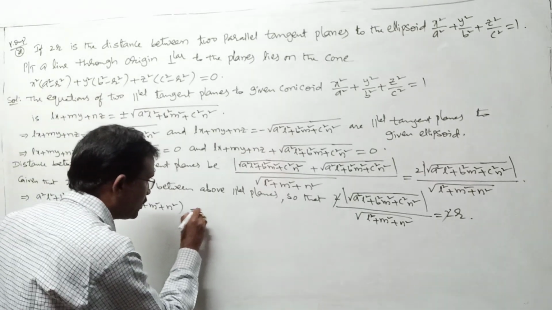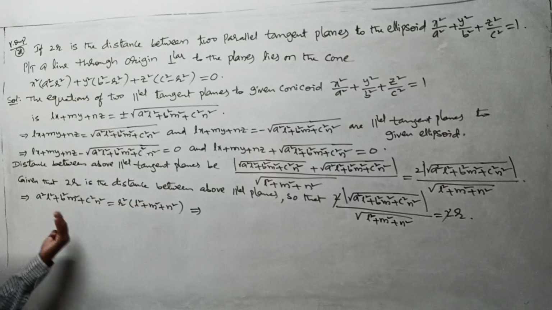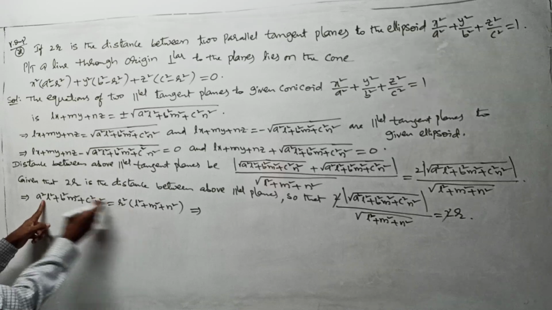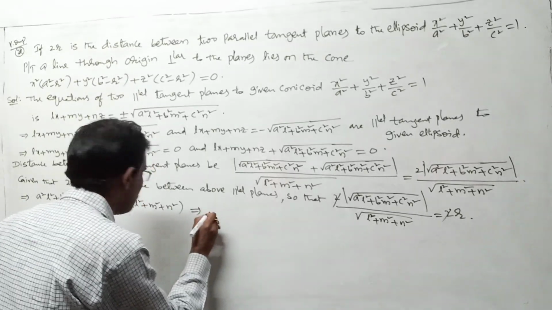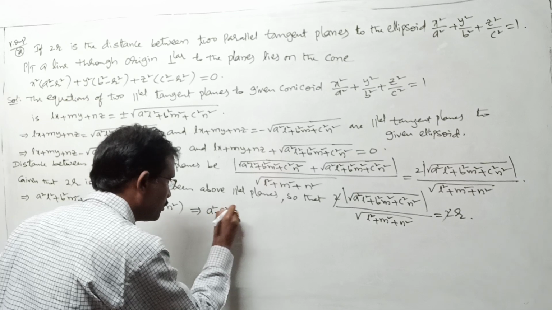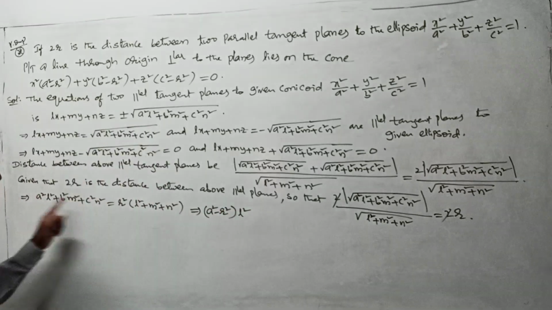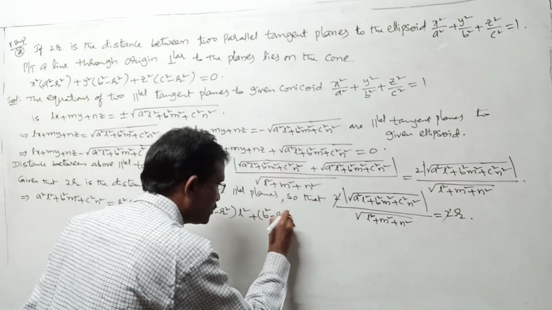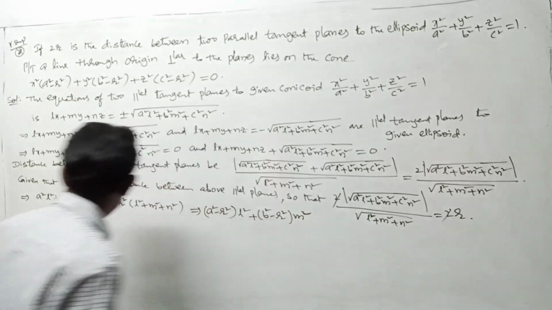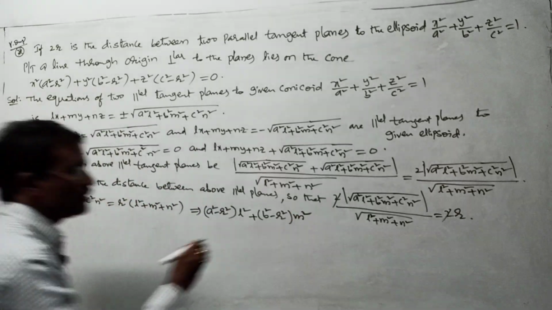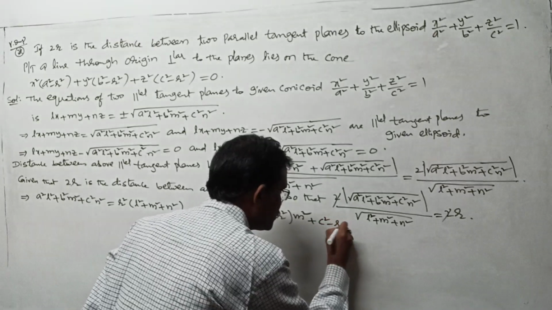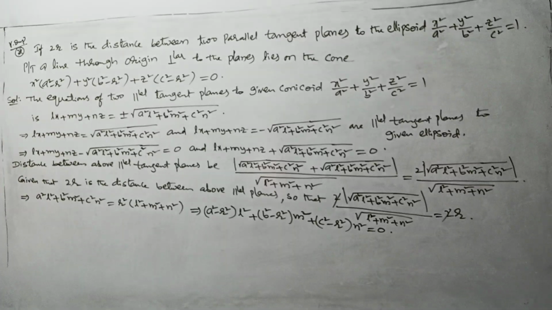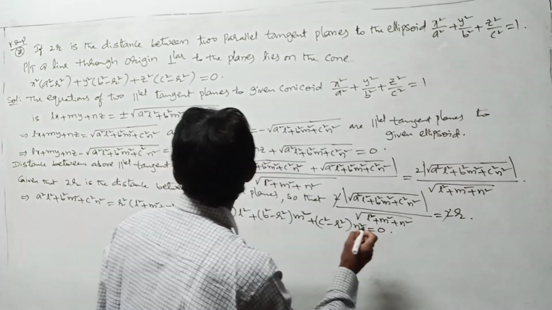Now in the next step, let us take all the terms to one side. Write down separately the l square coefficient, m square coefficient, n square coefficient. This is the l square coefficient. Take this one to the left side. It is a square minus r square into l square plus b square minus r square into m square plus c square minus r square into n square is equal to 0. Any doubt?